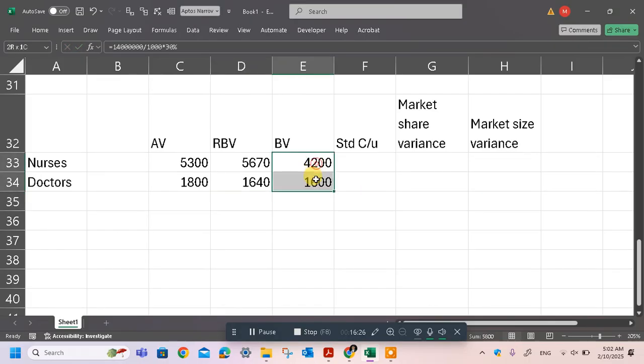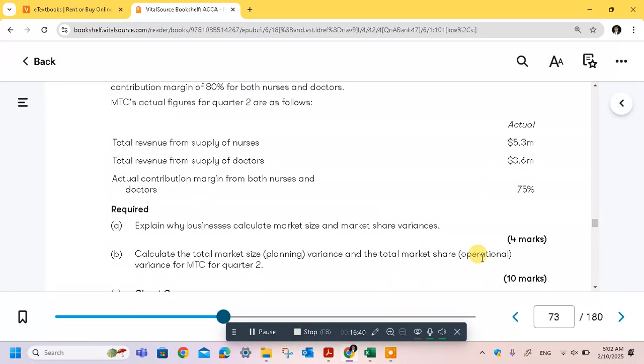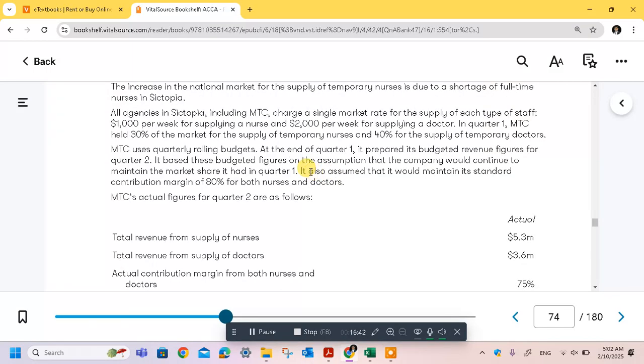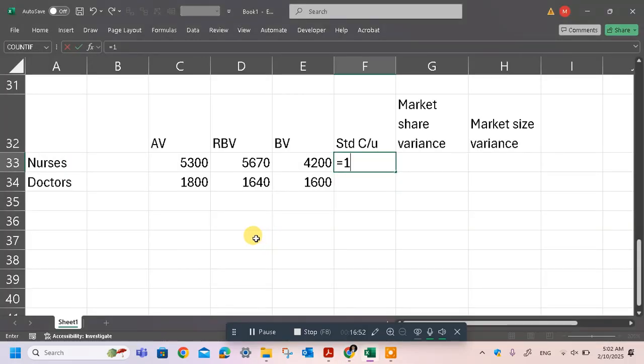Clear? This is based on Q1 figures. I prepared the original budgeted volume. Then there had been some changes in the market size. So, this gives the revised budgeted volume. Standard contribution per unit is very simple. They say 80% share. Don't take this 75, this is actual. Here 80%. It also assumed that it would maintain its standard contribution margin of 80%. So, selling price 1000, 80%. Selling price 2000 for doctors, 80%.